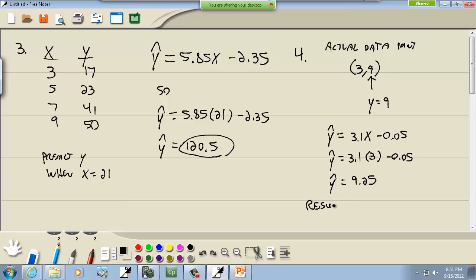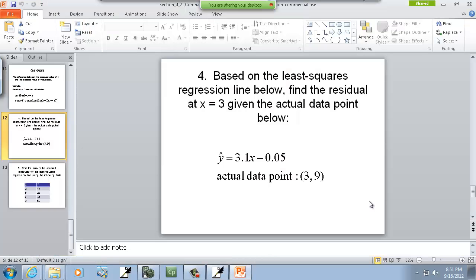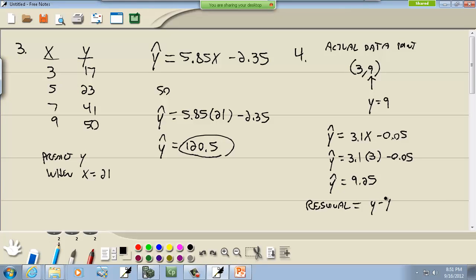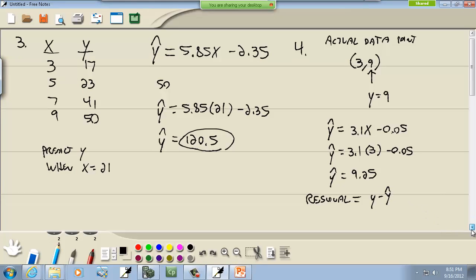So our residual is going to equal y minus y hat, and y we said was 9, minus y hat, which was 9.25. Now this is going to give us negative 0.25, and that would be our answer. That would be the residual.